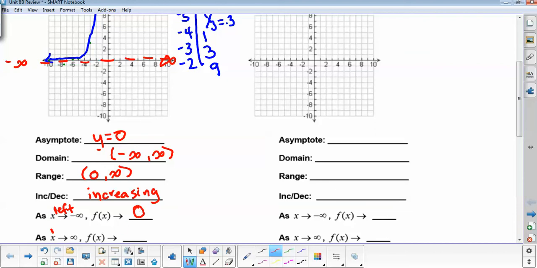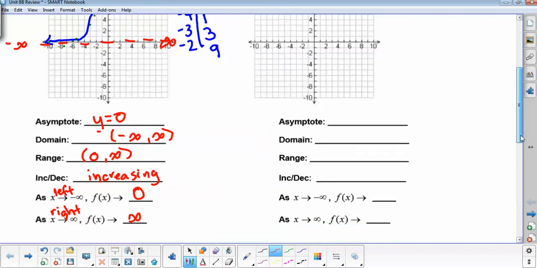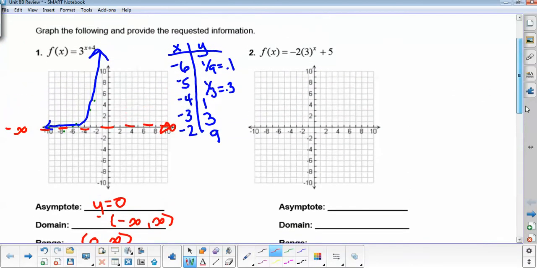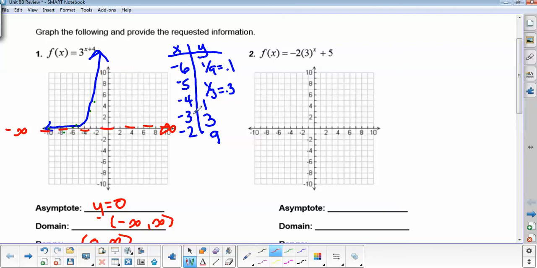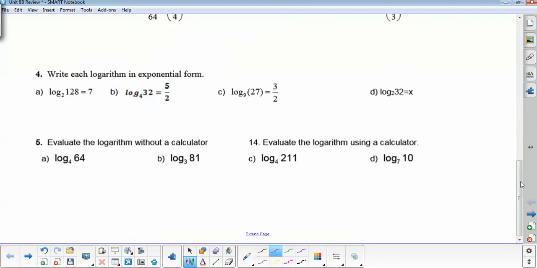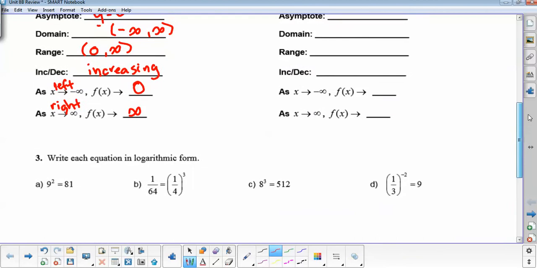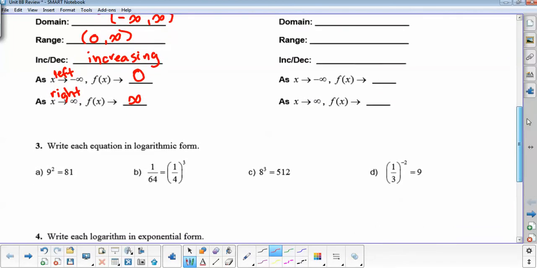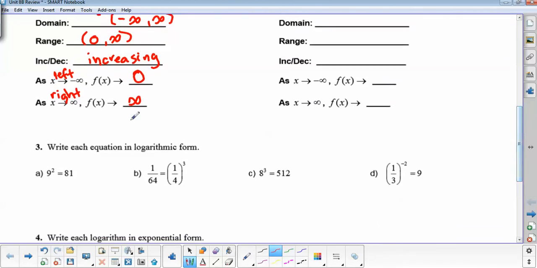As x goes to positive infinity, that's the right side of my graph. This branch is going up, up, up forever, and so it's going to positive infinity. So in this case, the left is going to the asymptote, but the right is going to infinity. All right, so now that you've done this problem, you can try the next problem if you like before moving on. I'm going to move on to some different problems and come back to problem 2 in a different video.